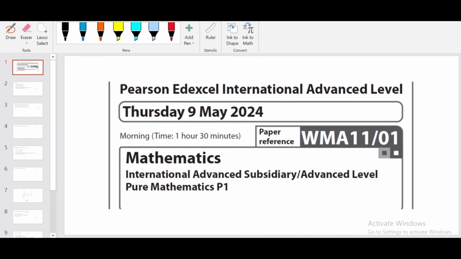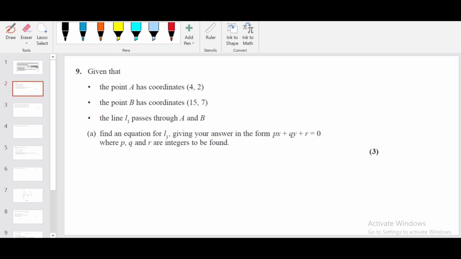Here we are solving the Pure Math 1 May 2024 paper. In the previous two parts, part 1 and 2, we have covered question number 1 to 8. Let's look at question number 9. We have 2 points given, A and B.